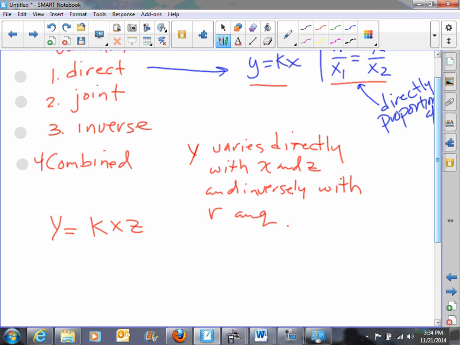xz divided by rq. Now, what would happen in this particular case is you would be given a base case where you know y, you know x, you know z, you know r, you know q, and you put all of those in this equation and solve for k, and then they'll give you all of the individual values except one of them, and you put those in where they belong and solve for the unknown value, and that is joint and combined variation.